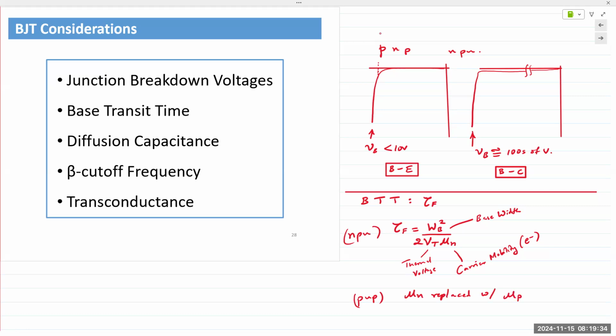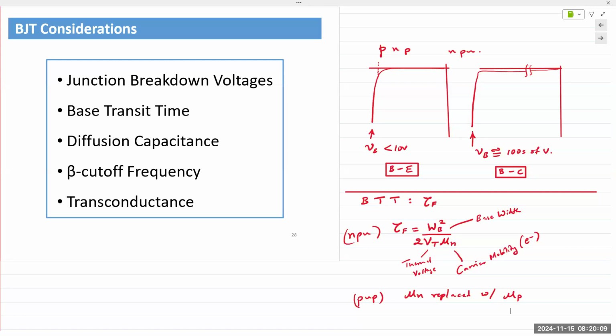Again, hole mobility, right? Okay. So why is this parameter important? Well, if you think back to chapters 1 and 2, where we talked about holes and electrons, charge carriers moving in the crystal lattice.